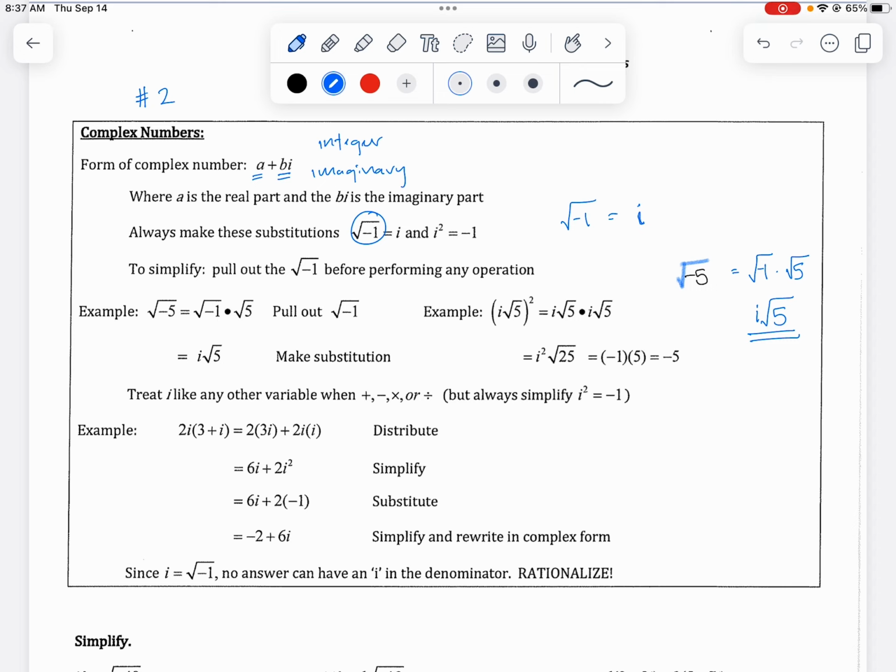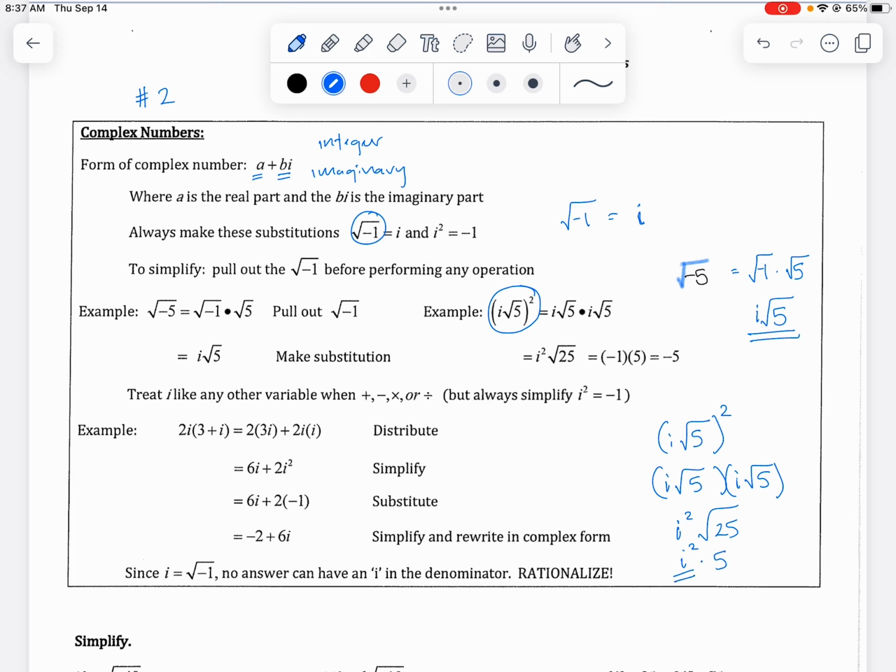Now, there are more things to do here. For example, if you have an operation like i times the square root of 5, quantity squared, what we're looking at here is really i square root of 5 times i square root of 5. So i times i is i squared, and 5 times 5 is 25. That's the square root of 25. And so what you end up with is i squared times 5, or 5i squared.